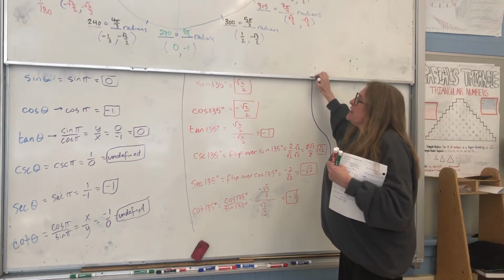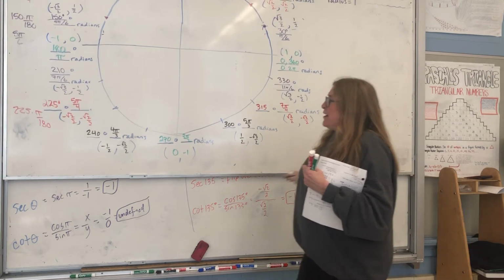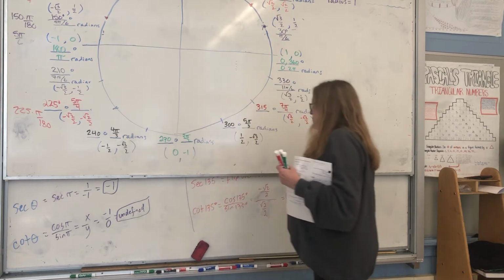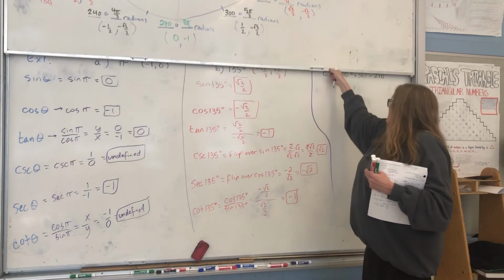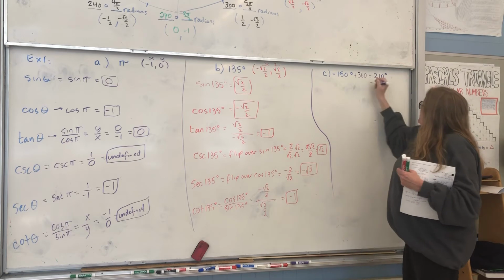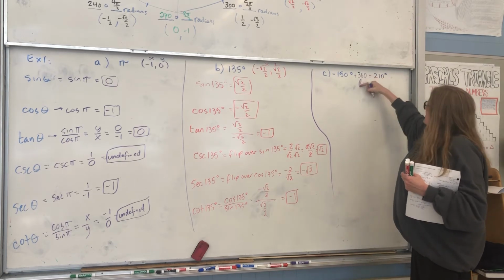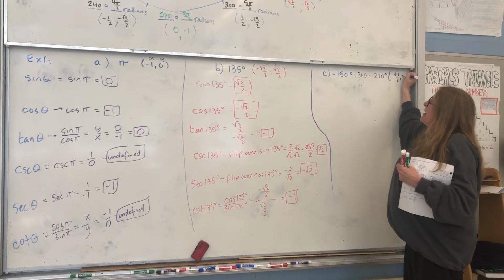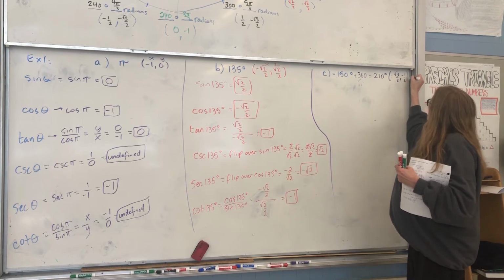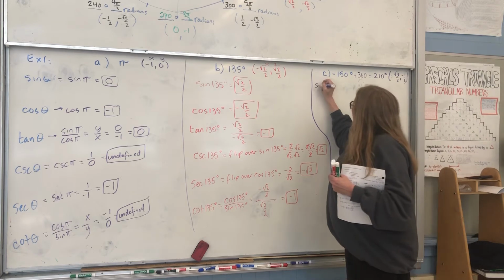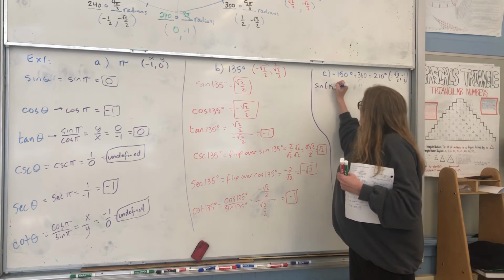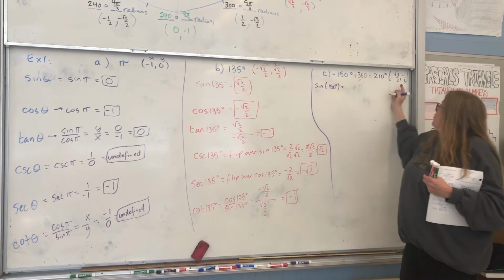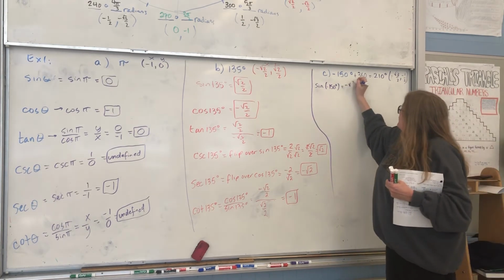What are the coordinates of 210? Well, they're negative root 3 over 2, comma, negative 1/2. So let's write that down. Negative root 3 over 2, comma, negative 1/2. Okay, so the sine of negative 150, right, is equal to the x-coordinate, which in this case is negative root 3 over 2.